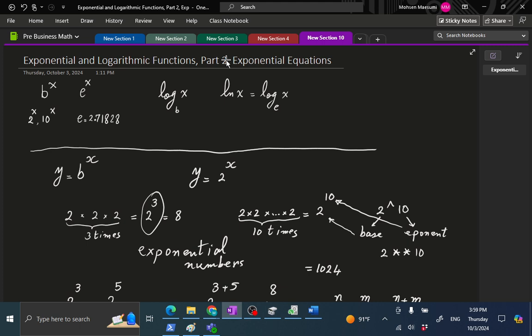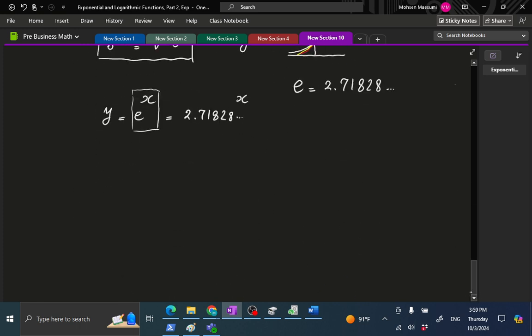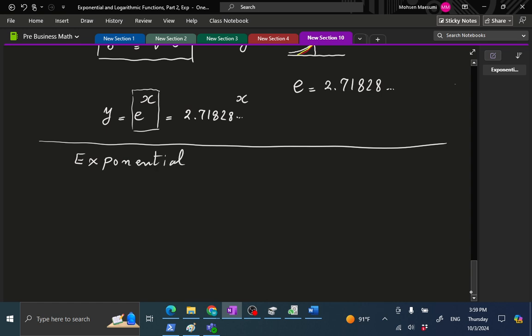So today we are going to talk about exponential equations. What does that mean? Let's start with some simple examples of exponential equations. Let's start with a very simple example. Suppose we want to solve the following equation: 2 to the power of x is equal to 8.